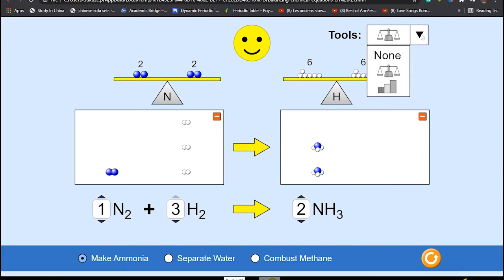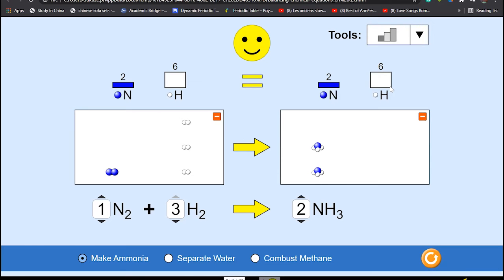The other tool you can use is this one. You can see we have nitrogen, it's 2, and hydrogen is 6. So we need more hydrogen atoms to combine with 2 nitrogen atoms. So the combining capacity of nitrogen is greater than that of hydrogen. And that is equal to the 2 nitrogen and the 6 hydrogen. So those are the tools.